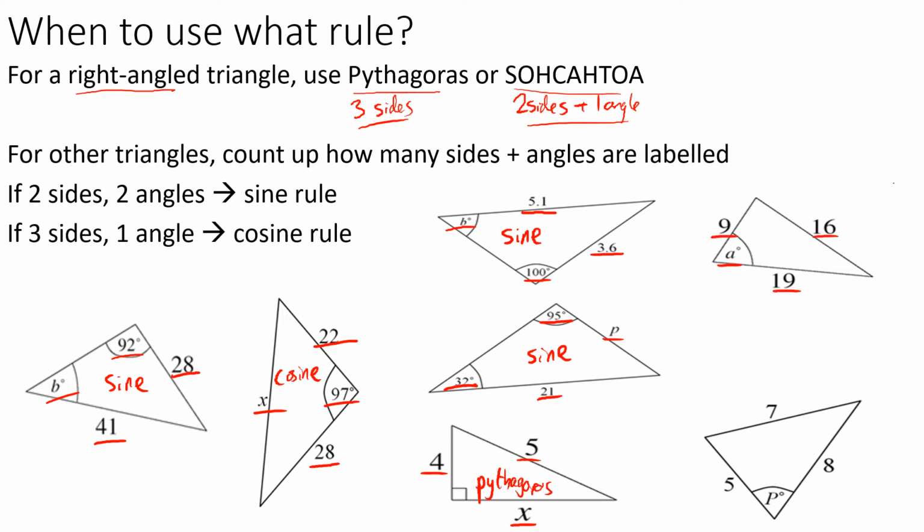1, 2, 3, and an angle: cosine. So before you start one of these trig questions, if it's not obvious what you need to do, have a count of the number of sides and angles that are labelled and try and follow that idea.